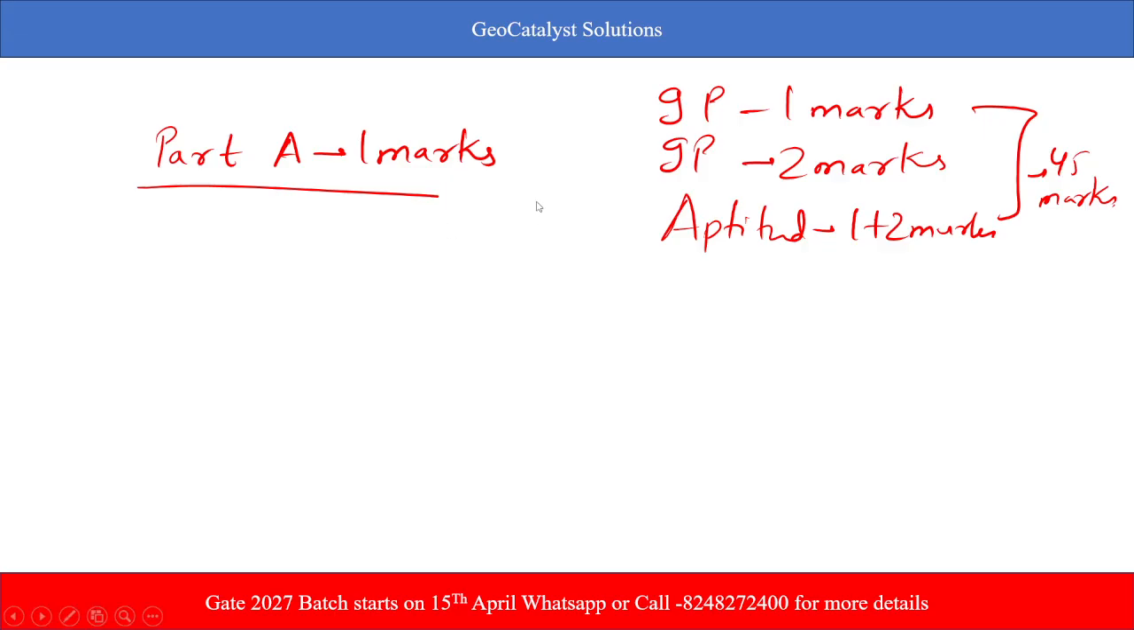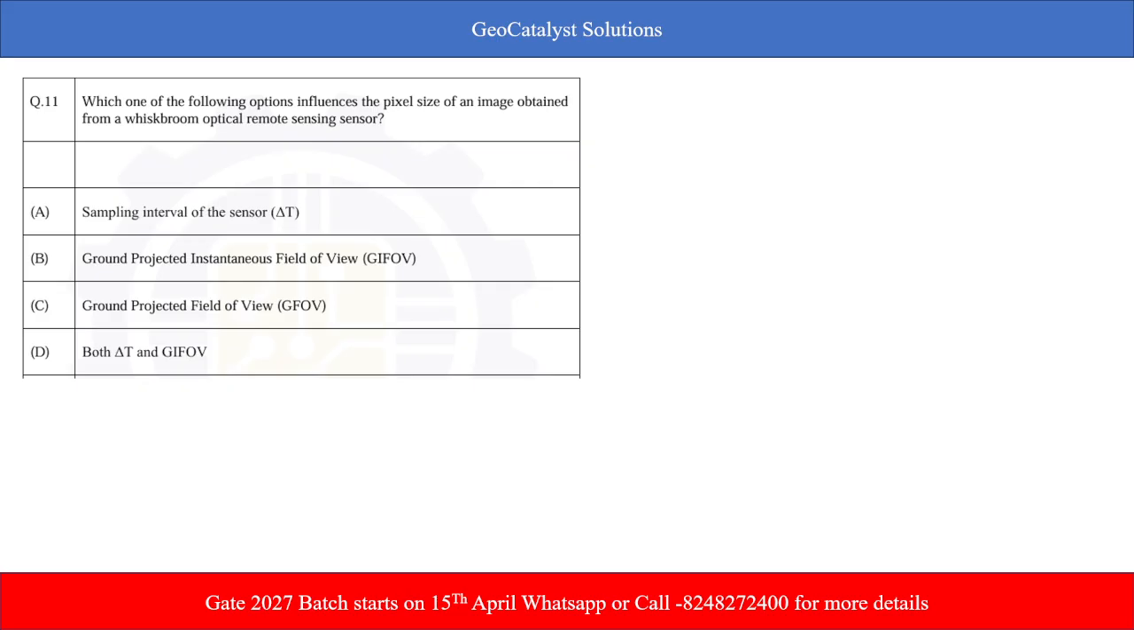Okay, so let's start with question 11. In every question I will not be going into theory or more background. I will just tell you the solution and briefly how to solve it. Which one of the following options influences the pixel size of an image obtained from a whiskbroom optical remote sensing sensor? So pixel size, how is it influenced by which factor?